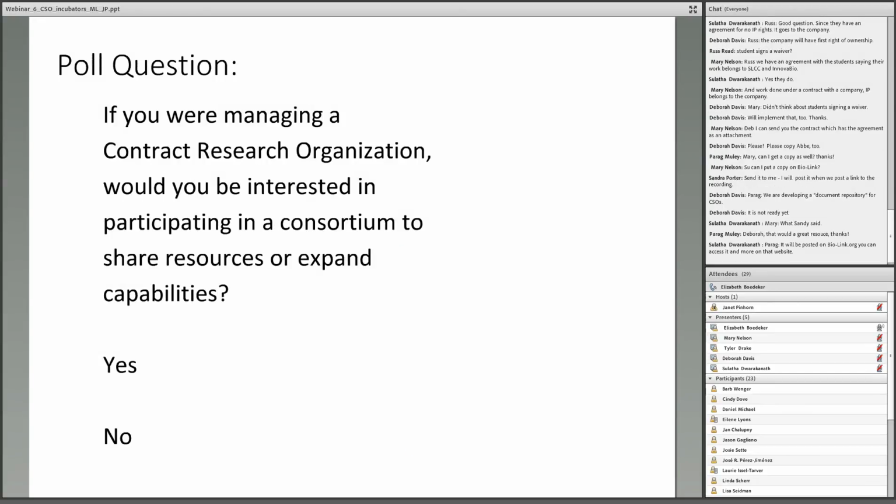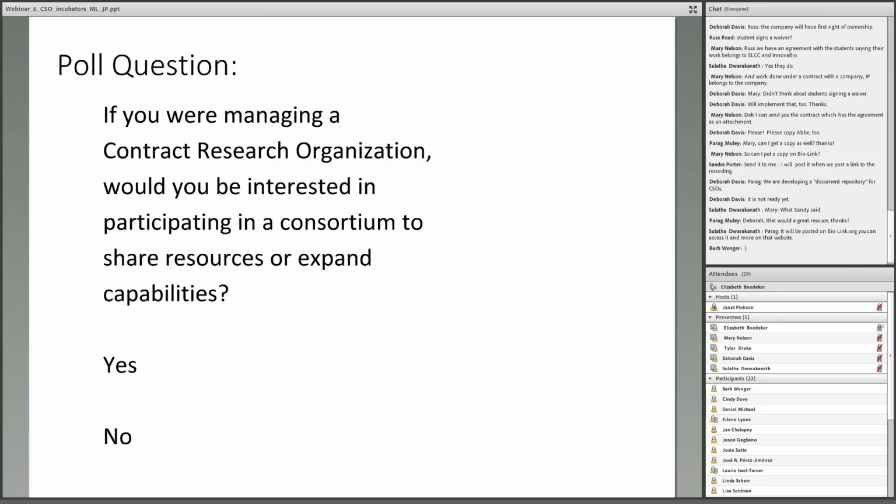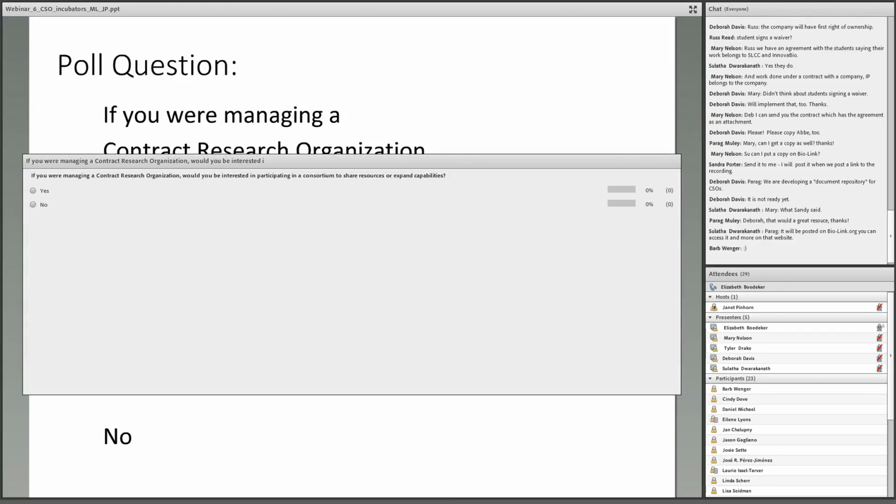And so my second poll question that I came up with is, if you were managing a contract research organization, would you be interested in participating in a consortium to share resources or expand capabilities? Because I think that as more and more people become interested in setting these up with their community college, anything we can do to expand those capabilities and help everyone be more successful is going to make everything run better and everybody be more successful.